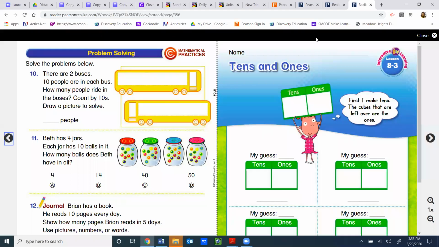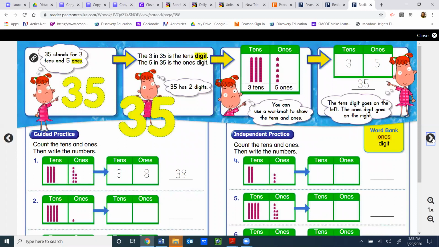Hi students, today we're going to talk about our math page, 8-3, labeled tens and ones. Now I typically talk about the first page that you see here, but I'm going to skip it today. I want to talk to you about the inside pages first. So we're going to look at the top of our inside pages where you see the little girl with red hair next to the number 35.